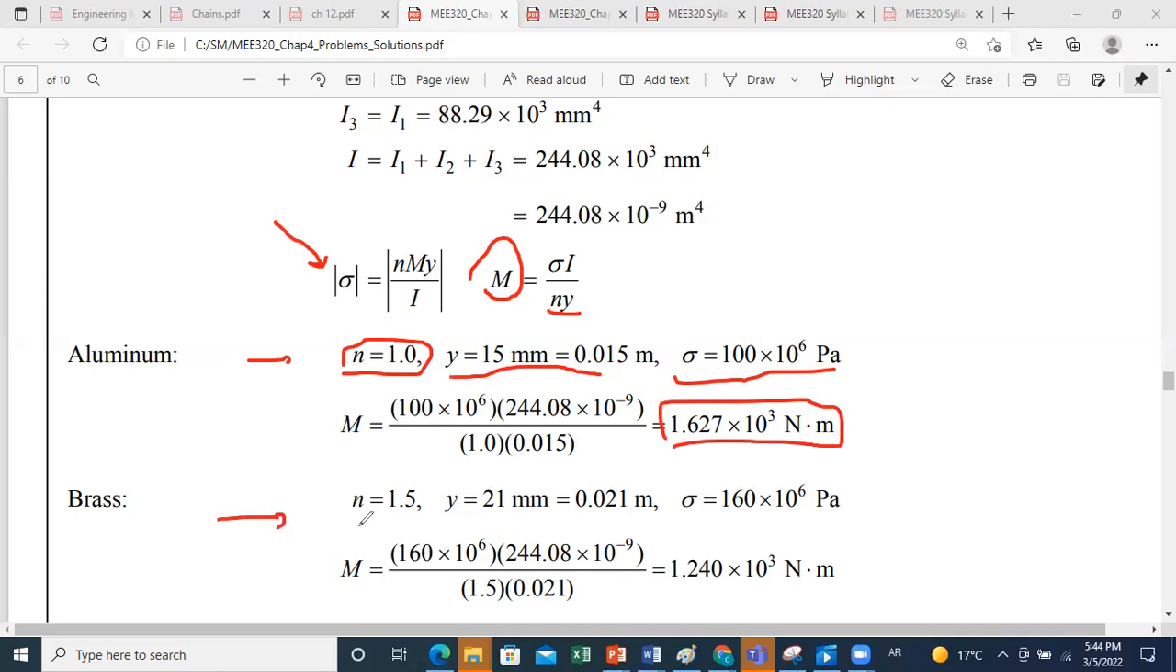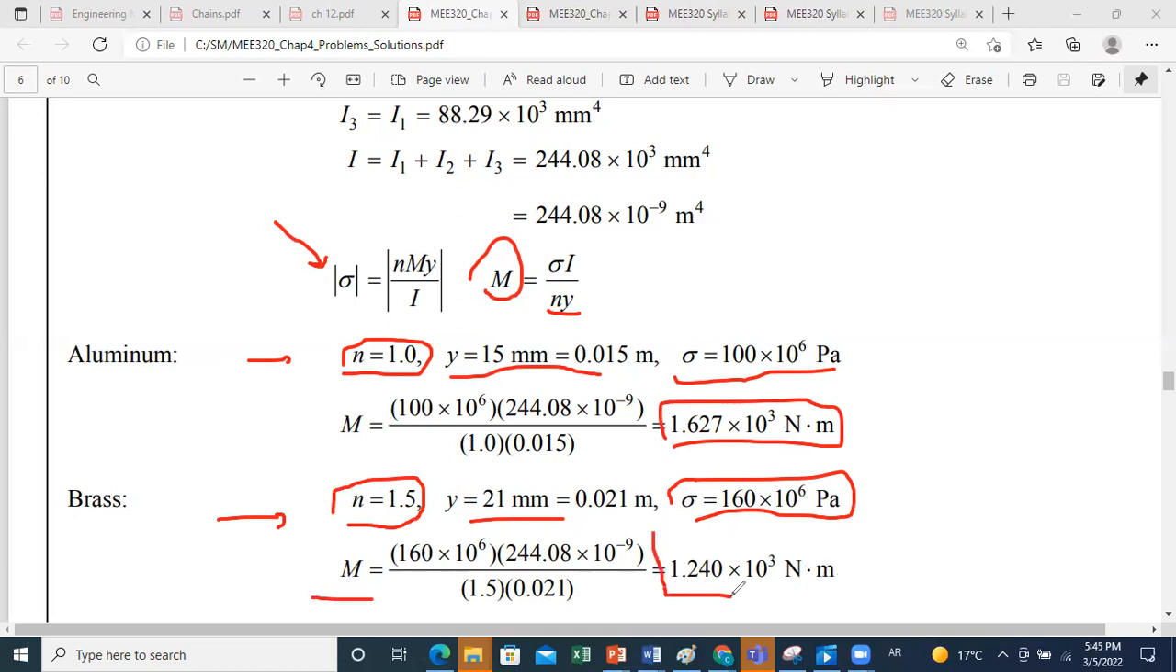Now we redo the calculation for brass. For brass, N is 1.5. We have Y, as we said, is 21 millimeters, and sigma allowable for brass is provided. Then, as you can see, for units, we provide sigma in Pascal, Y in meter, I in meter 4, and then we find the value of moment in Newton meter.